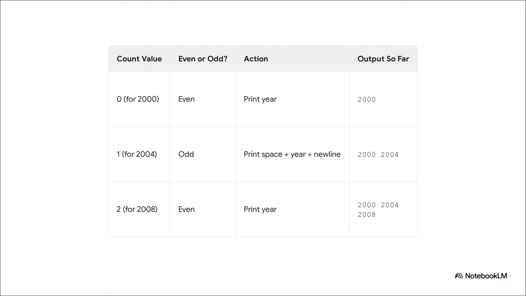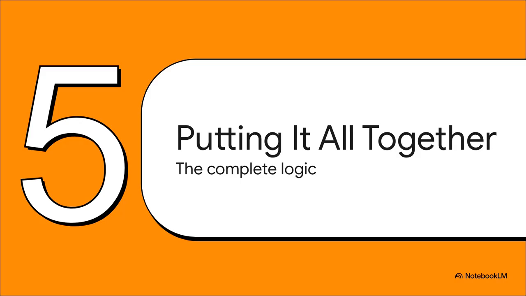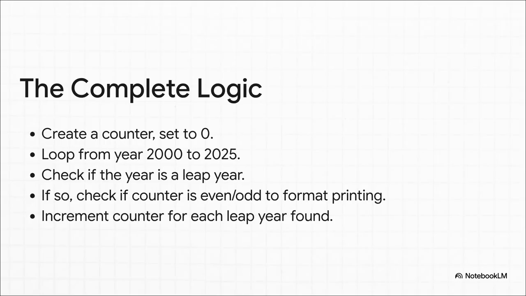It's brilliant. And there we have it: the leap year rule, a methodical loop to check every year, and that clever counter trick for the formatting. We have all the pieces. So let's put this puzzle together. So here it is, the entire game plan from start to finish. We're going to create a counter and set it to 0. Then we loop from 2000 to 2025. Inside that loop, we check if the year is a leap year. If it is, we check our counter to see if it's even or odd to figure out how to print it. And then we just add 1 to the counter. It's such an elegant and clean process that guarantees we get the right result every time.